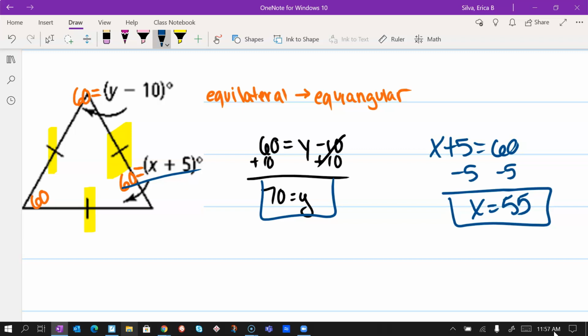So again, as soon as you know that it's equilateral and it's equal angular, label all your angles at 60 degrees. If it already has an expression, put it equal to 60. And those are your equations to solve. All right, let's go on to the next one.